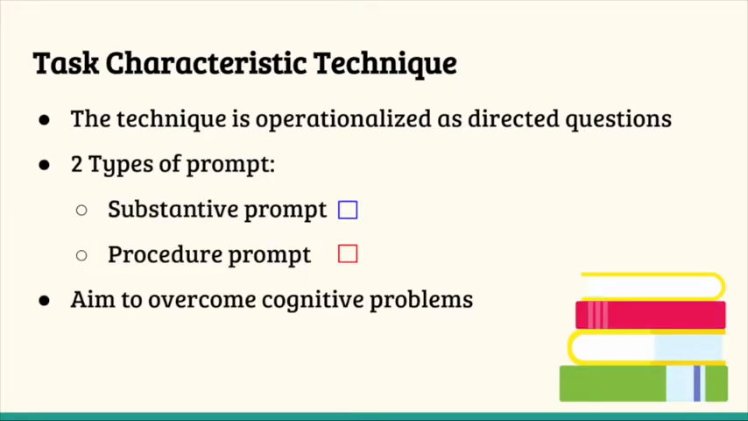So, in order to overcome the cognitive problems, the author developed a new technique called task characteristic technique based on previous knowledge. The questions asked by this technique have two types of prompt, which are substantive prompt and procedure prompt. Substantive prompt should simulate users' memory structure in ways that improve recall of knowledge relevant to system requirements, while procedure prompt focuses on reasoning strategies people use, and therefore should result in a more complete set of requirements.